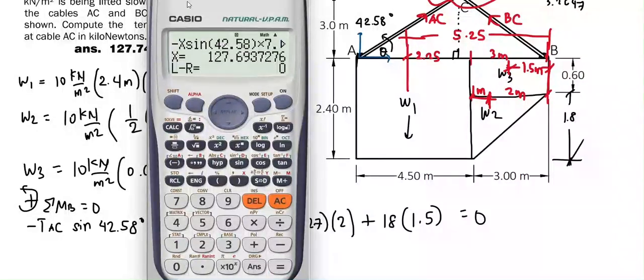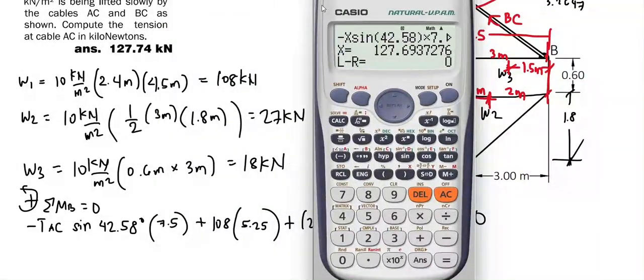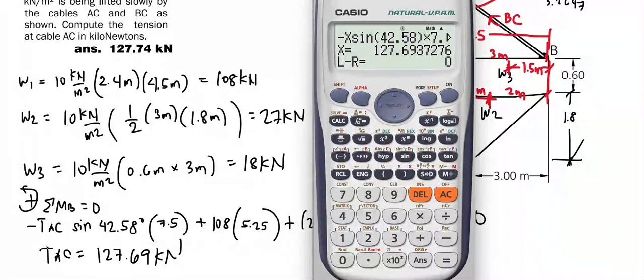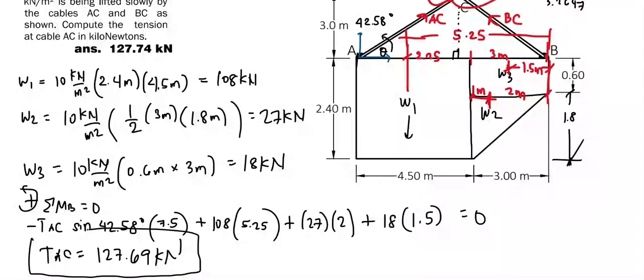We get tension AC equal to 127.69 kilonewtons. And that is our final answer.